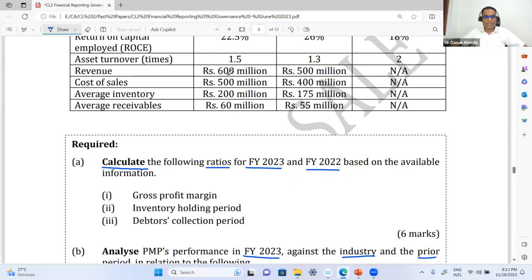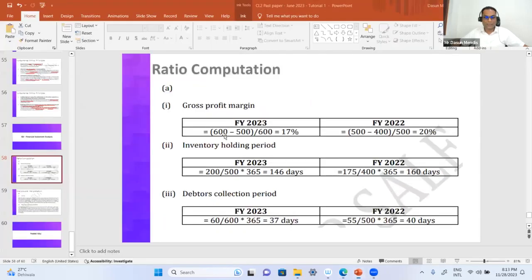Revenue 600, cost of sales how much? 500 million. So what is the gap between these two? 100. 100 is the gross profit. To calculate the gross profit margin, divide that by the revenue figure. What is the revenue figure? 600. So if you look at the answer here, 600 minus 500, that is 100. Divide by revenue, 600. What is the gross profit margin? 17%. Okay, that is the year 2023.